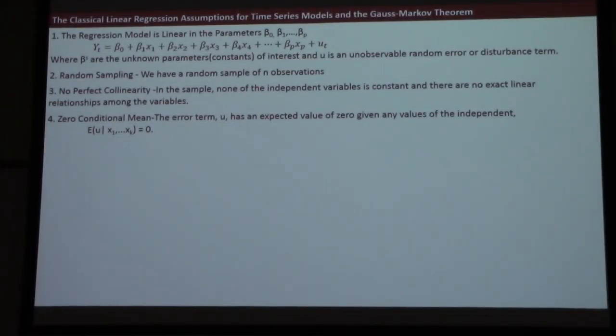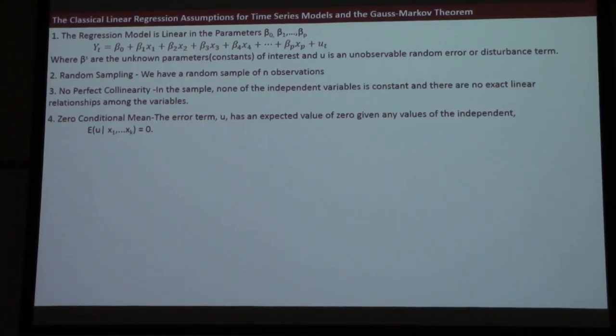Two is that we have random sampling of some sort. Three, no perfect collinearity. And this goes back to that multicollinearity problem that we talked about earlier. And again, these are all relatively technical. Four is a zero conditional mean of our error term.